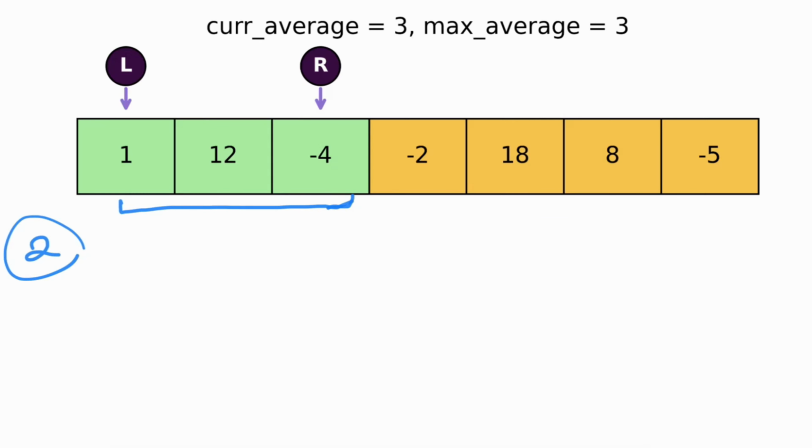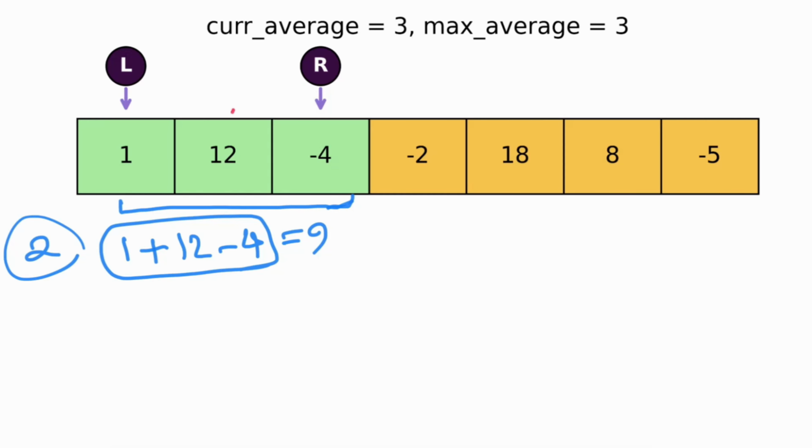We find the summation of the first window, which here is 1 plus 12 minus 4, and we have this, which is 9. When we are moving to the next window, where left is here and right is here, what will happen? We can see that each time we lose the value at the previous left, and we add the value at the current right. Since our right is here, the previous left is here, the current left is here.